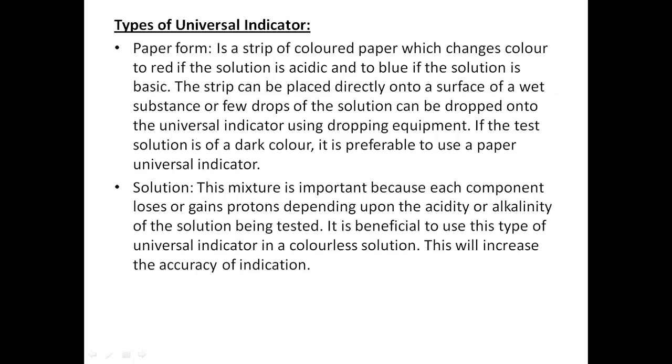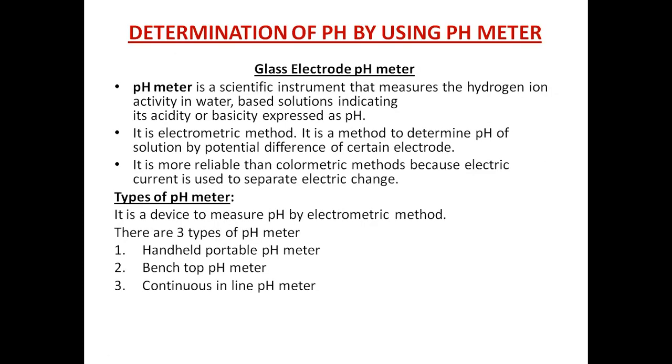Now coming towards the solution, which is a mixture of again four indicators. This will be beneficial if you have a colorless solution. So that was all about the paper form and the solution form of the universal indicators. Now coming towards the determination of pH by using the pH meter, this is the most precise and most accurate method of pH determination.